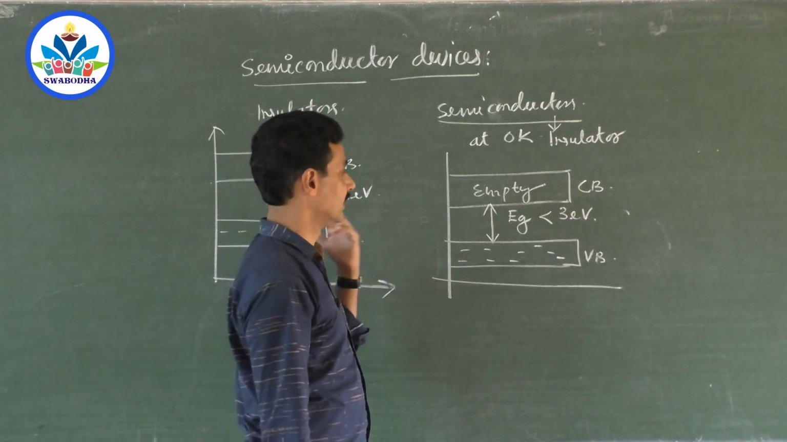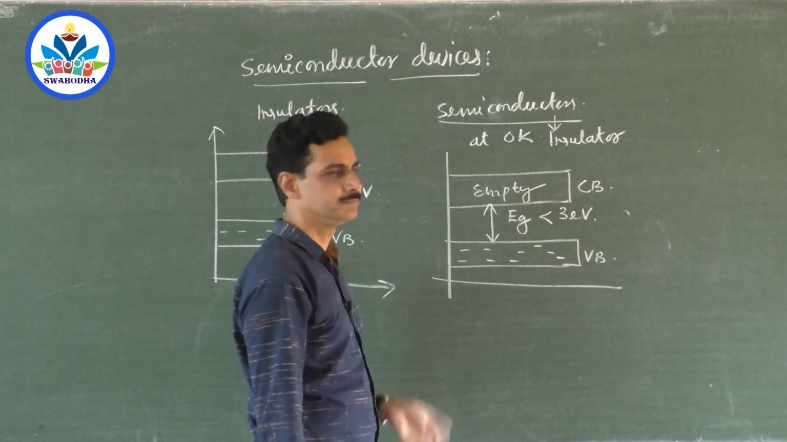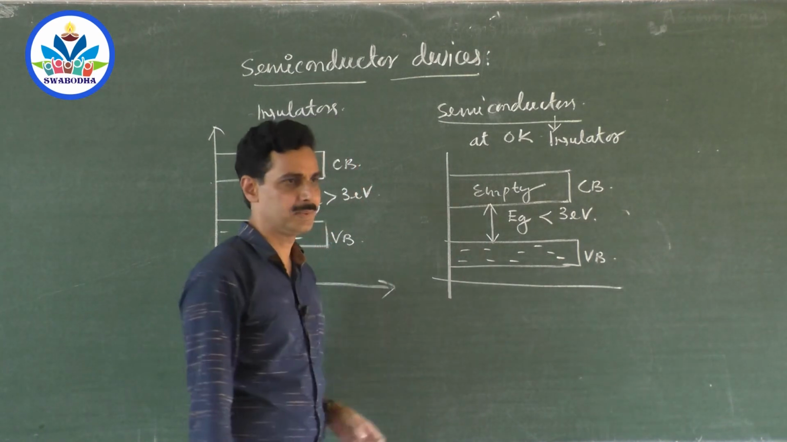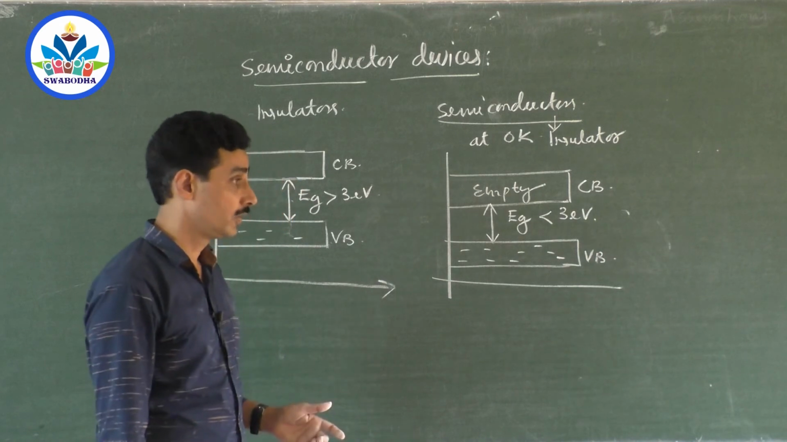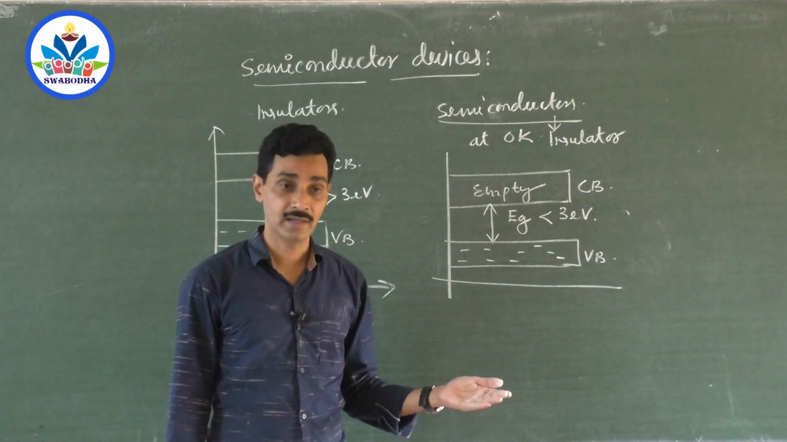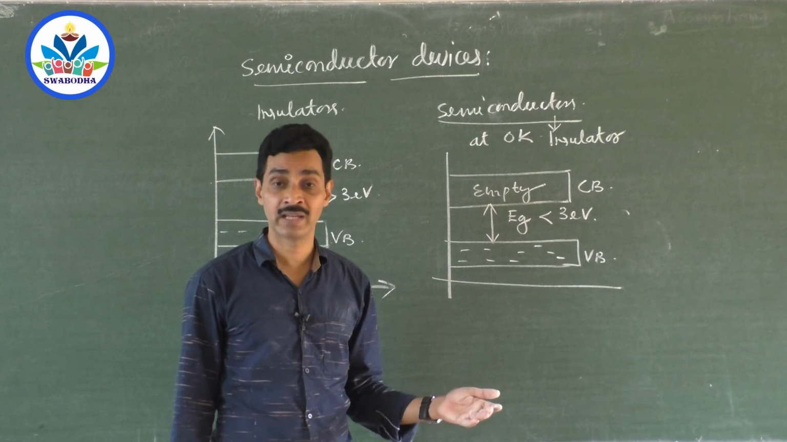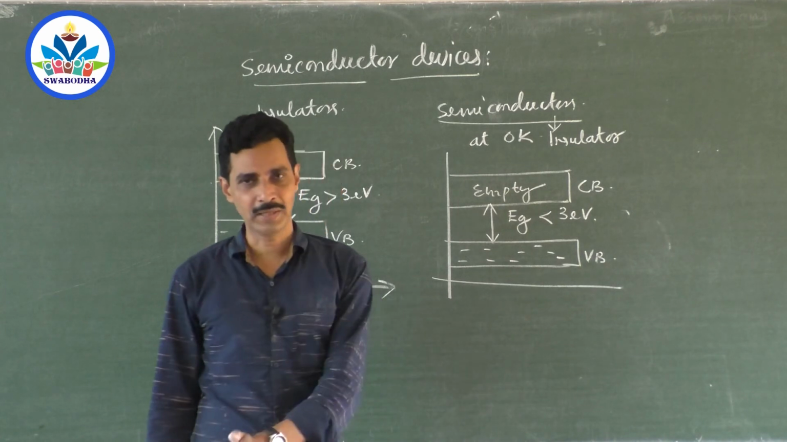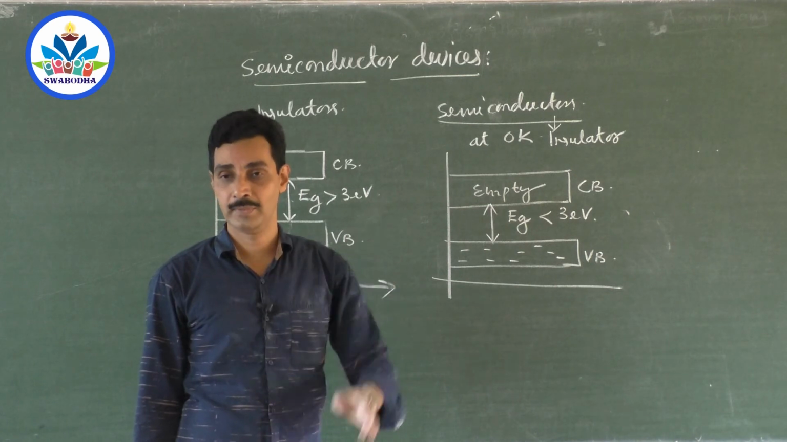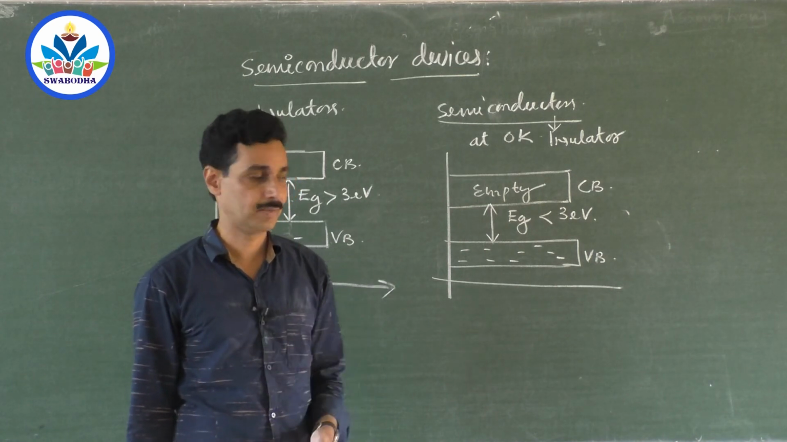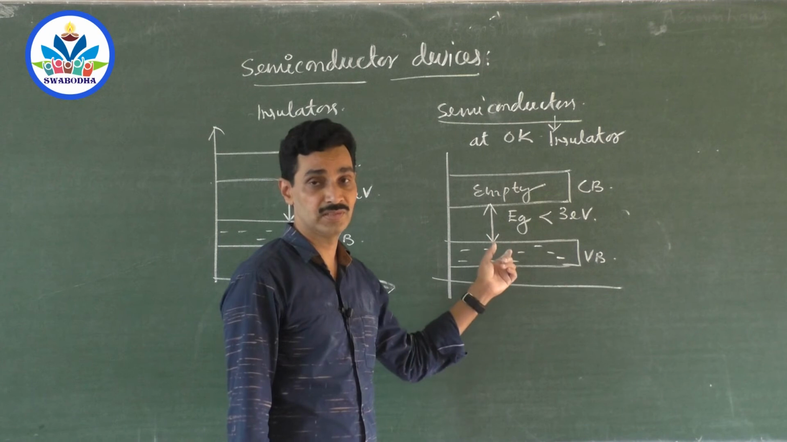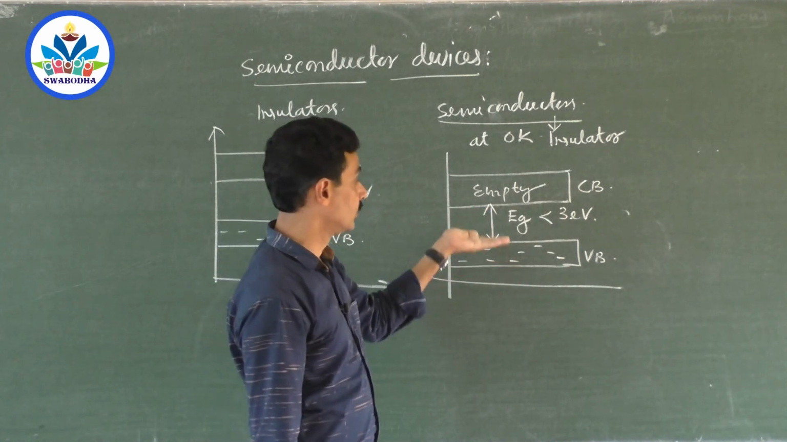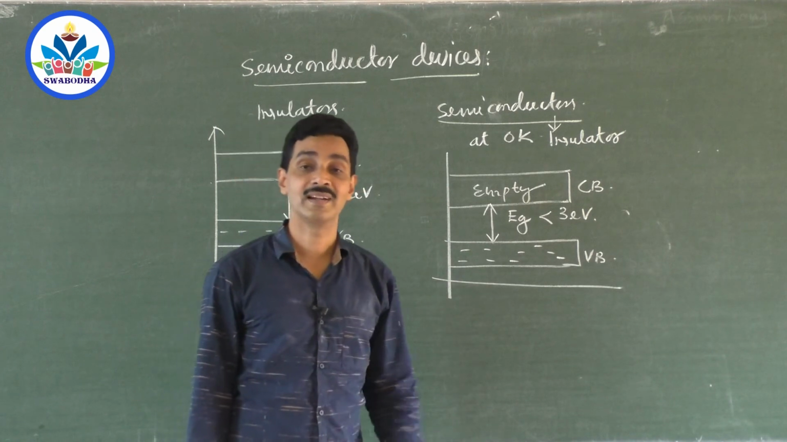Now semiconductors have an empty conduction band and a filled valence band, but the energy gap is small. So when you bring a semiconductor from 0 Kelvin, where it is a perfect insulator, to room temperature, heat energy is now available. When the heat energy is sufficient to lift the electrons, because the energy gap is small, electrons can go to the conduction band. Now it starts conducting.